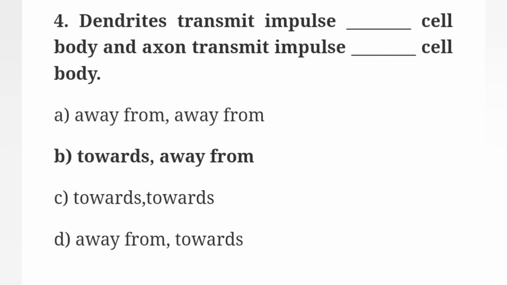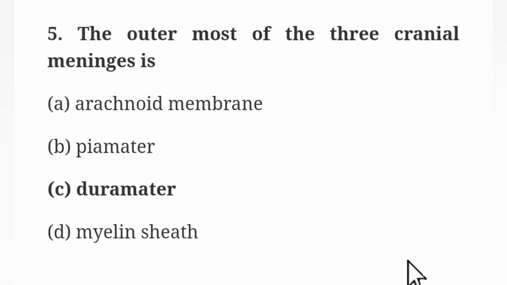Fourth one, dendrites transmit impulse dash cell body and axon transmit impulse dash cell body. Answer option B, towards then away from. Fifth one, the outermost of the three cranial meninges is option C, answer dura mater.